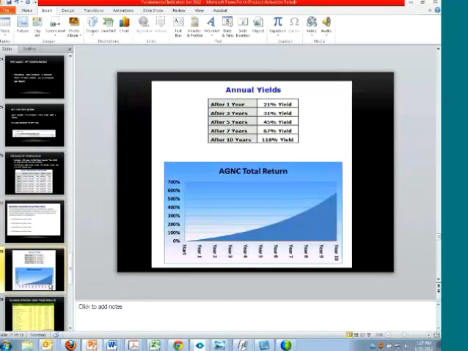Here's a graph of the result of compounding the returns. Again, assuming that the stock price doesn't change and the dividend doesn't change, you can see the growth of the dividend and the return on the stock.